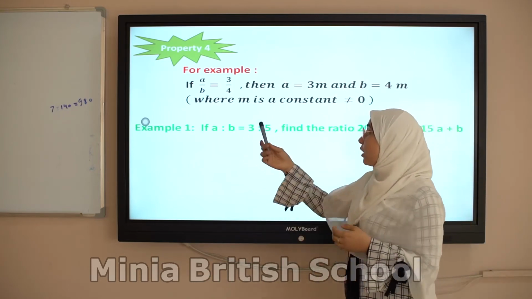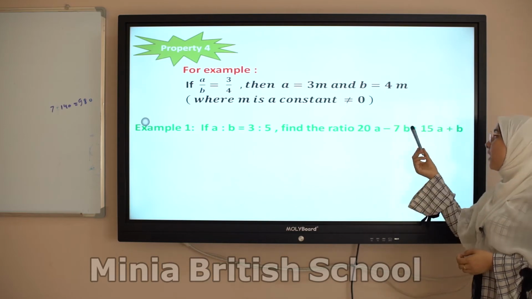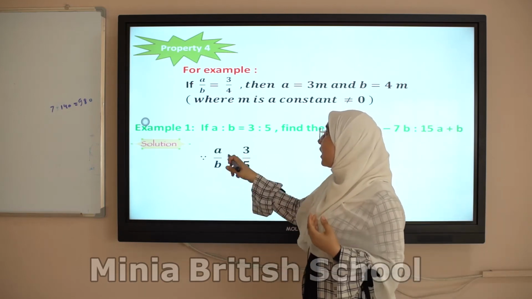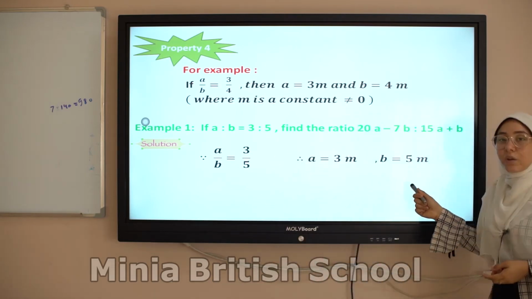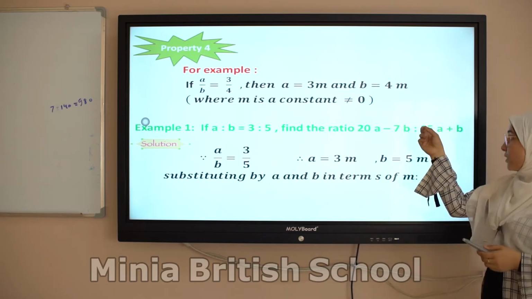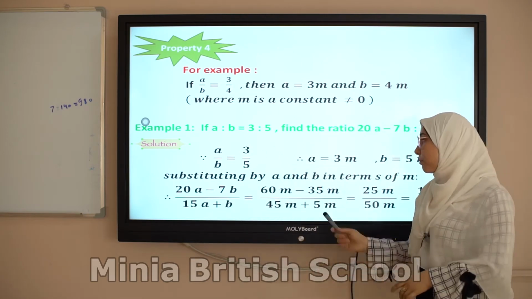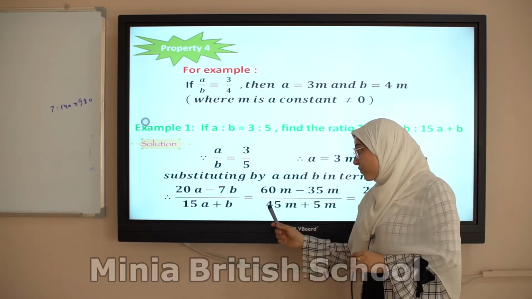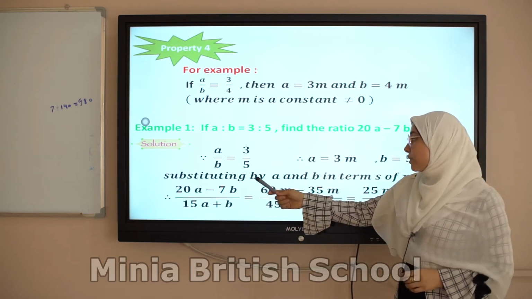For example, here, if a over p equals 3 to 5, find the ratio 20a minus 7p to 15a plus p. Now I can set a to p equals 3 over 5. Therefore, a equals 3m, p equals 5m. By substituting the values of a and p in both terms of this ratio, we get 3m in place of a and 5m in place of p. So 3 times 15, 45, and here 3 times 20 equals 60. 7 times 5 equals 35.